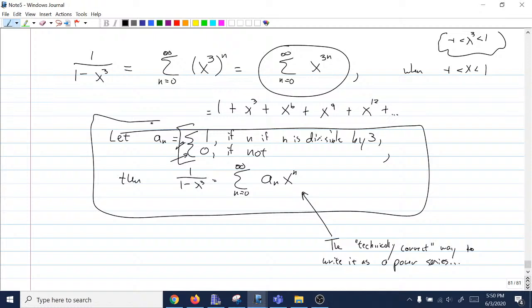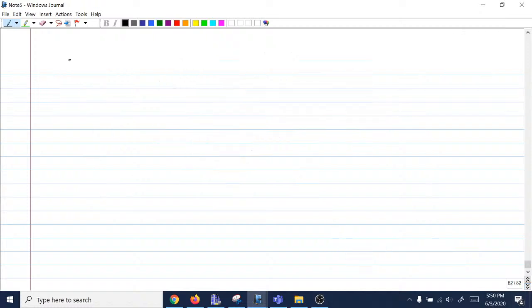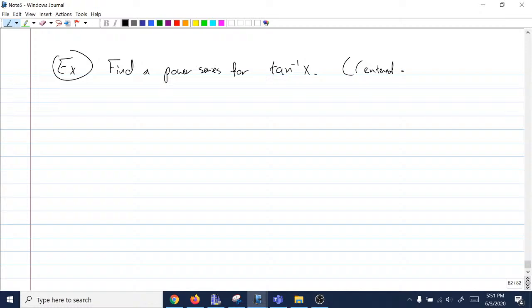So we also want to be able to find power series for other functions. Let's find a power series expansion for tangent inverse x, centered at 0. By default, we're going to do these centered at 0 unless someone tells us to do it otherwise. I guess I should do one that's not centered at 0.